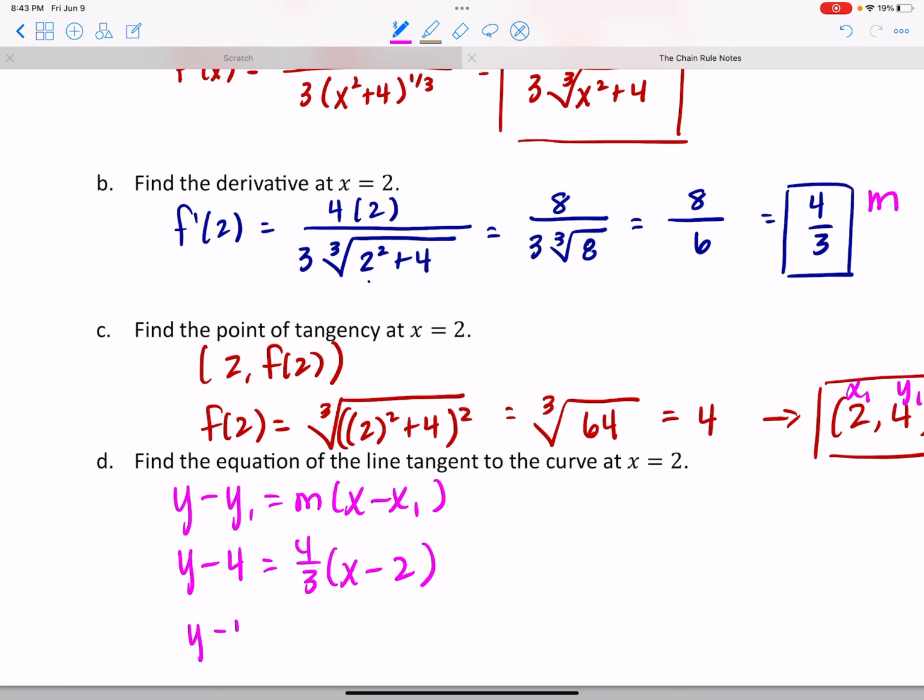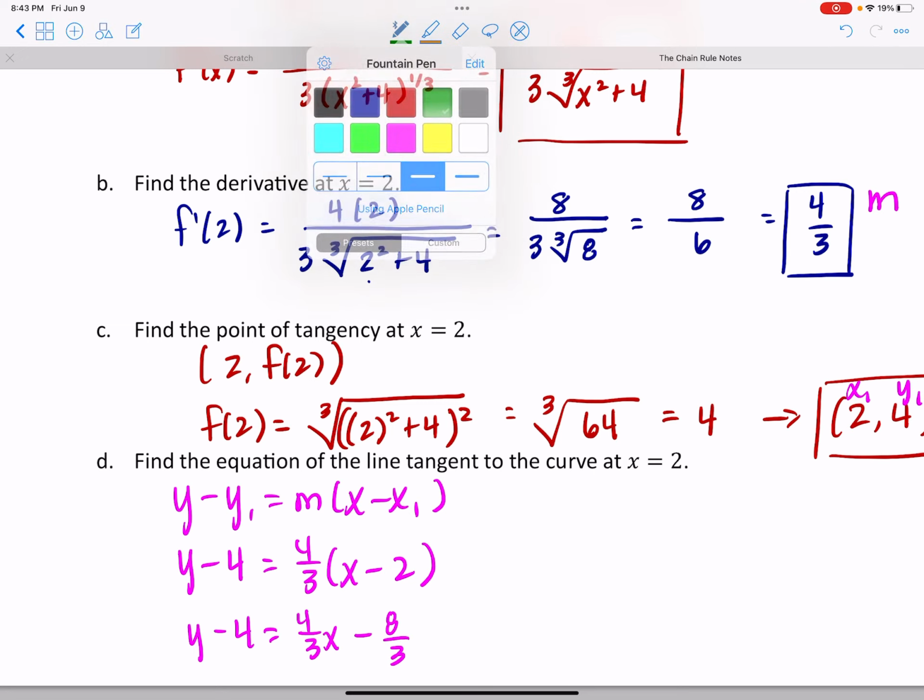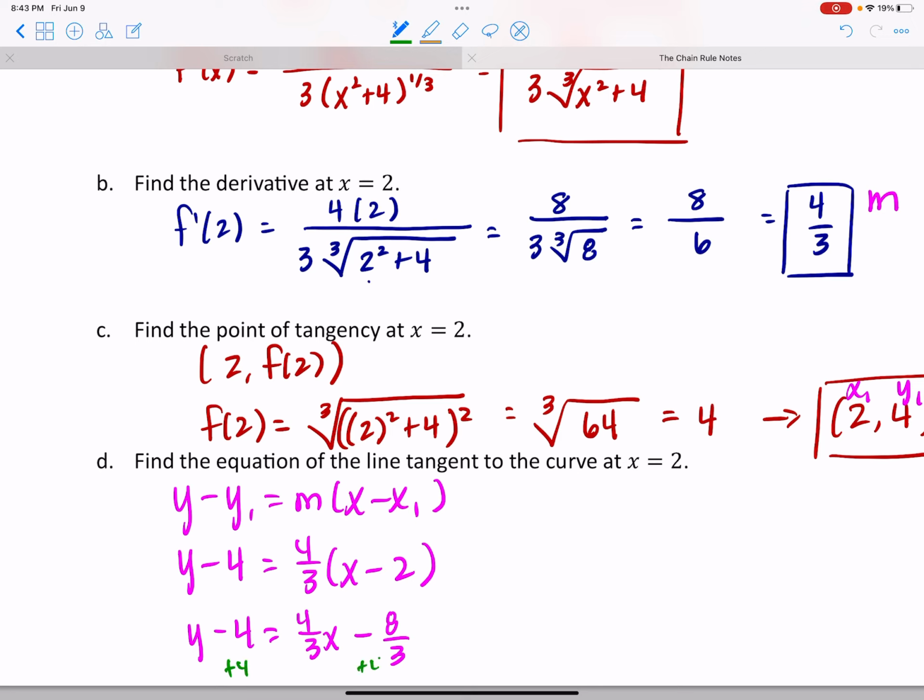So y minus 4 equal to 4/3 x minus 8/3. And then I need to add the 4 over. So if I add 4 to both sides, then I end up with y equal to 4/3 x, and let's see, if I have a negative 8/3 and I add 4, then I have to multiply this by 3, so I'm adding 12 over 3. So 12 minus 8 would be positive 4/3 for my equation.